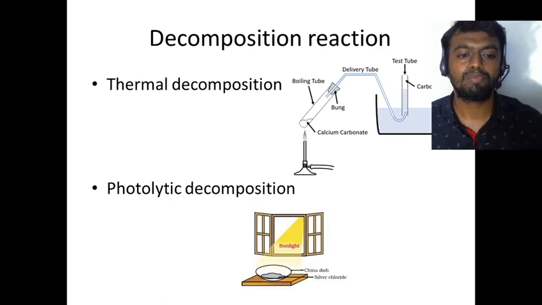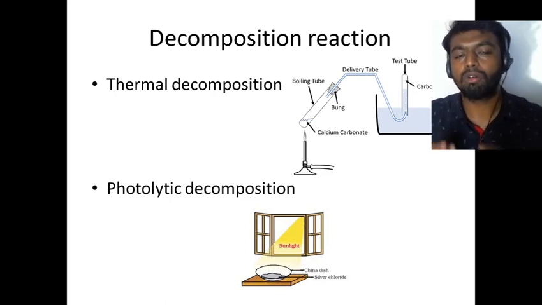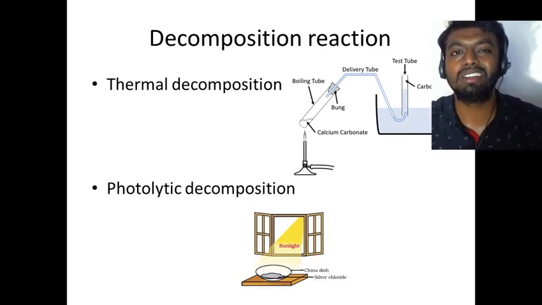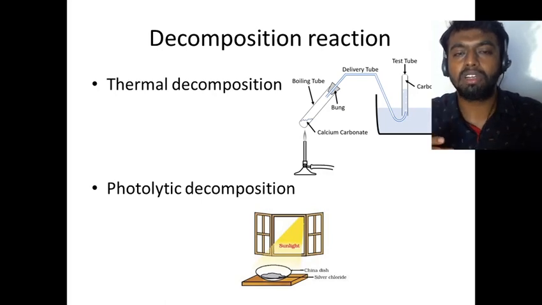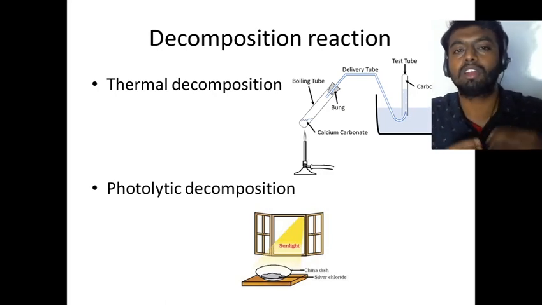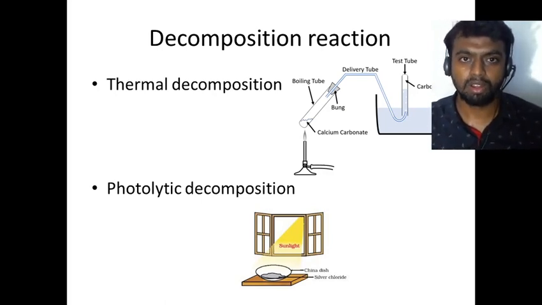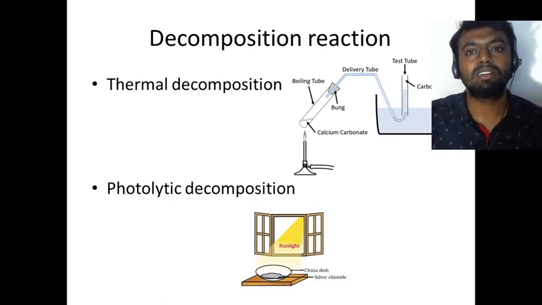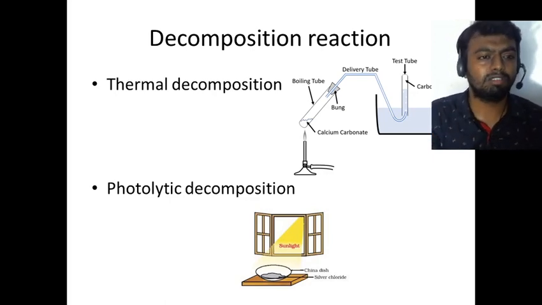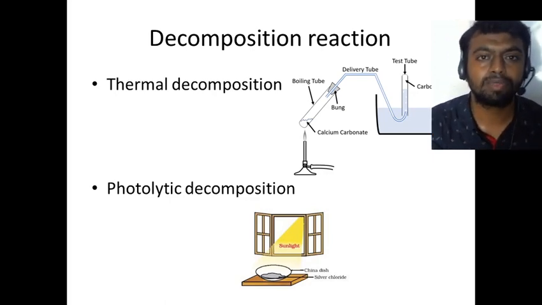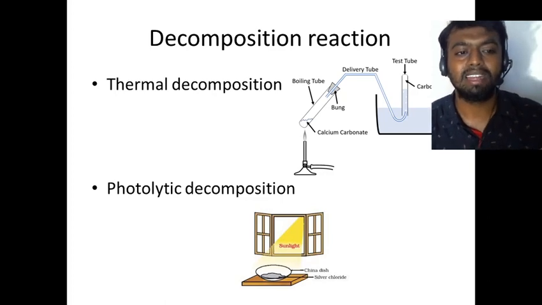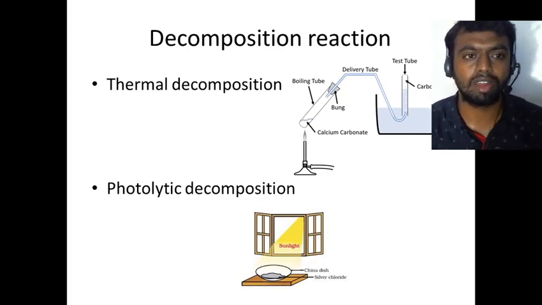If I take silver chloride, silver chloride solution will be stored in colored bottles. If you take a transparent bottle, when light falls on it, silver and chlorine will get separated, right? So here we are providing light as energy for the decomposition reaction.